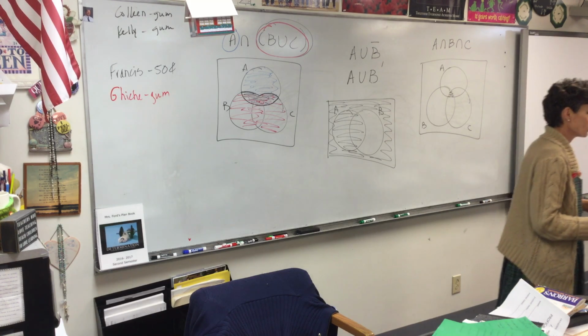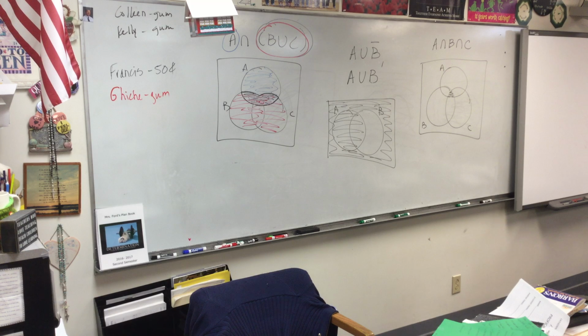Okay. How many people are represented in the diagram? Math is a participation sport. I need you to participate. Figure it out. How many people? How many? 49. How'd you get 49? I got 59. How'd you get 59? 18 plus 17 plus 24.